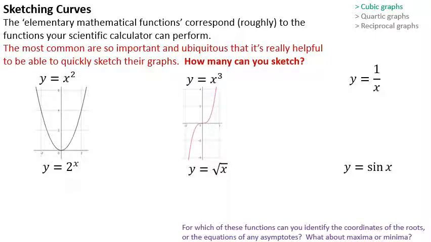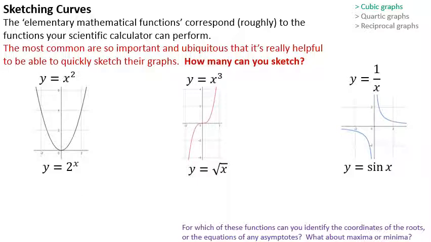If x is 0.001, y will be 1,000. And if x is a very small negative number, y will also be negative, but it will be huge. So we get this kind of behavior. This particular shape is called a hyperbola, and you might learn more about them if you do further maths.